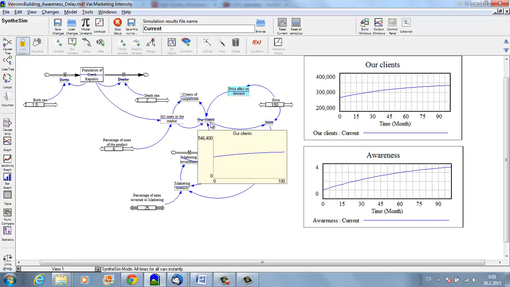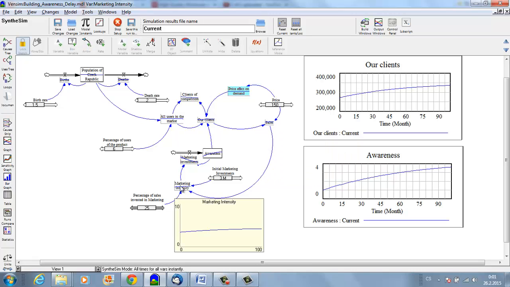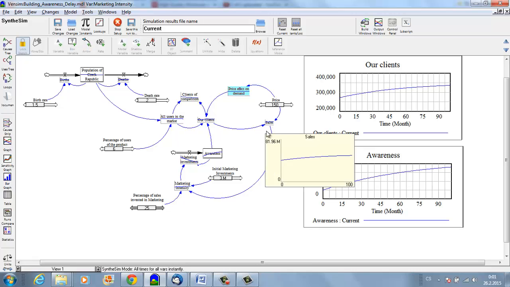So we have a number of our clients, which affects the amount of sales, which affects the intensity of marketing, because it's always a certain percentage of the sales, and that affects the investments in the marketing, that affects awareness, and we get back to our clients. So we have a feedback loop here. Okay, and now we are only spending the money that we have actually earned in sales.